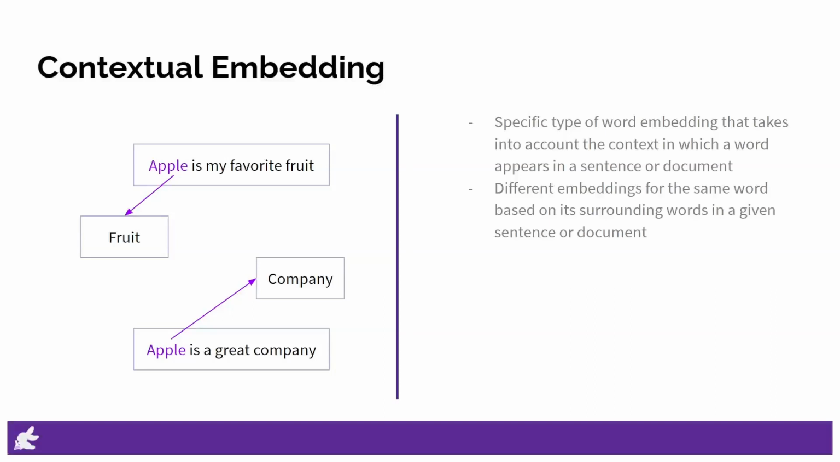The advantage of contextual embeddings is that they can capture the multiple senses and usages of a word, as well as the syntactic and semantic relationships between words in a sentence. This makes them particularly useful for tasks that require a deeper understanding of language, such as sentiment analysis, machine translation, question answering, and natural language understanding.